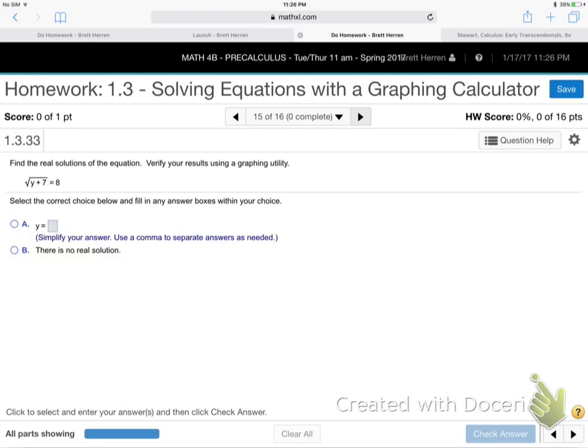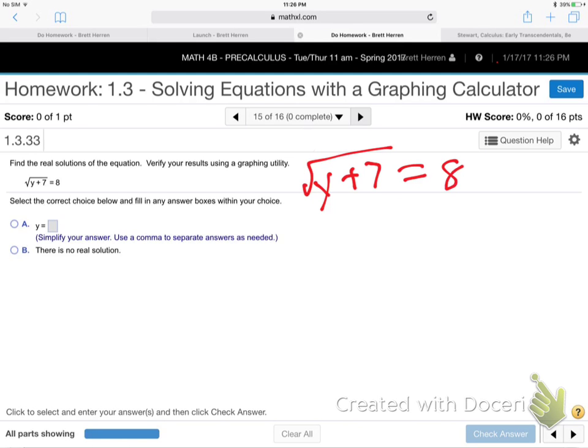Okay, so here we have number 15. We have the square root of y. Whoops, I'm getting some funny marks there. Let me try it again. Okay, so the square root of y plus 7 equals 8.